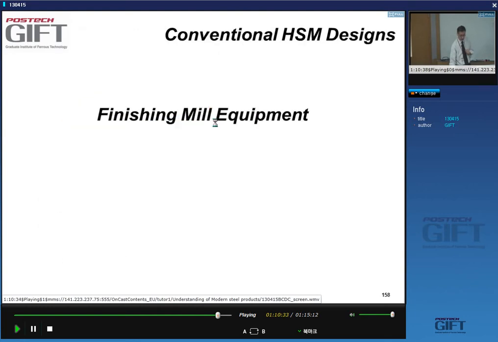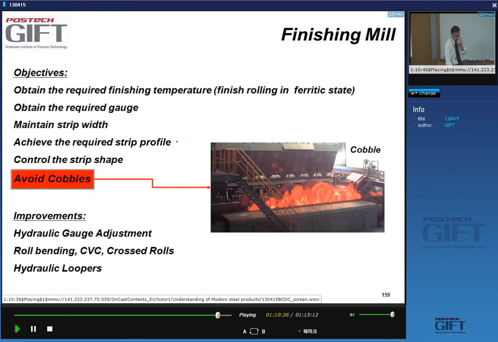And the mill equipment itself, what do we try to do in the mill is to have the right finishing temperature on exit, have the right thickness. Strip width is usually not a big issue, but strip profile is a very big issue. That's the cross-sectional shape of the strip. And you want to avoid all kinds of problems like cobbles, yes, which are due to mill instabilities and problems with the control of the mill.